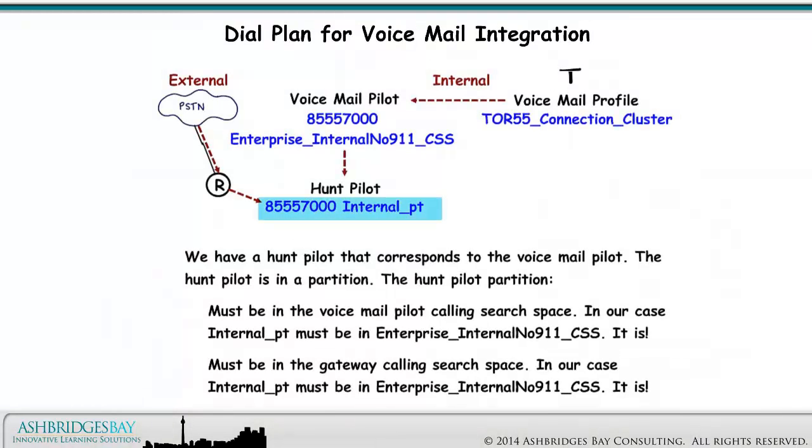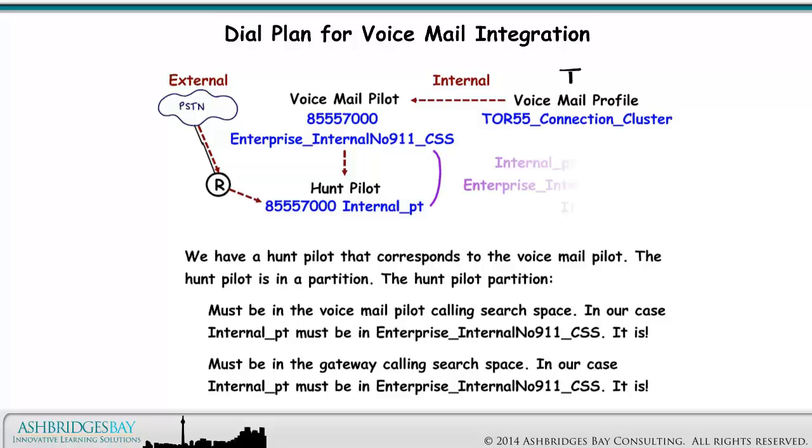We have a hunt pilot that corresponds to the voicemail pilot. The hunt pilot is in a partition. The hunt pilot partition must be in the voicemail pilot calling search space. In our case, internal partition must be in Enterprise 20 internal no 911 calling search space. And it is. And it must be in the gateway calling search space. In our case, internal partition must be in Enterprise internal no 911 calling search space. And it is.